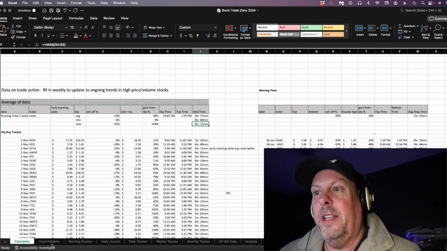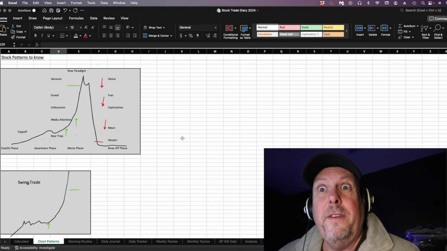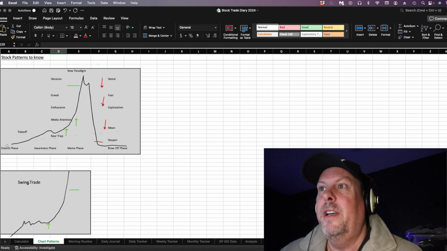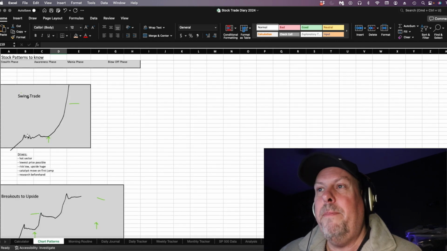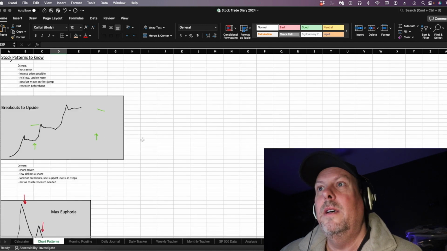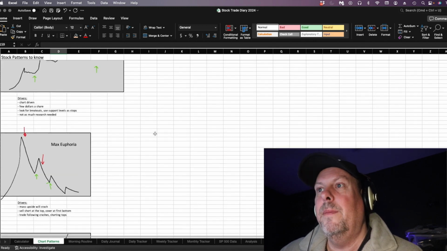So that's the calculator. You're going to put in your chart patterns. You want to review this before every start of day. You have your basic 7 chart patterns that you want to know. You've got a swing trade where it goes up and then goes sideways, and you buy at the end of the day when it's still holding highs of day. Breakouts to the upside just keep going up. It goes up, it goes up, so you buy at the tail end where it's about to start to grow again.